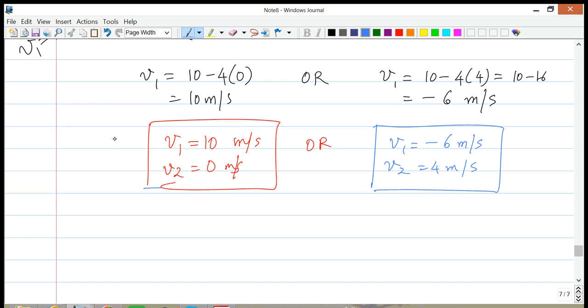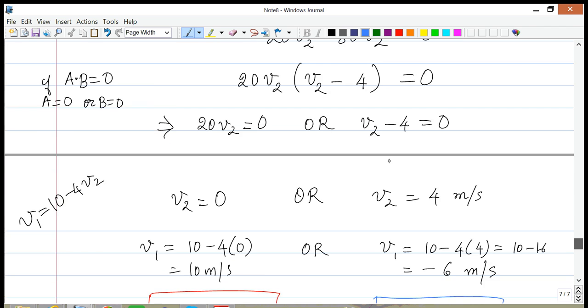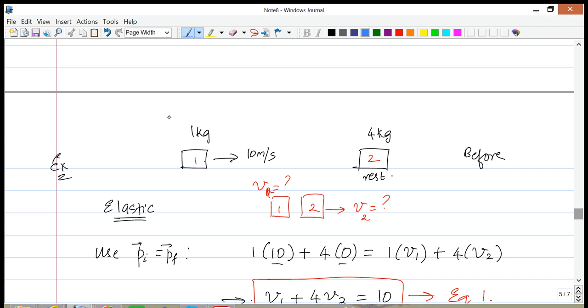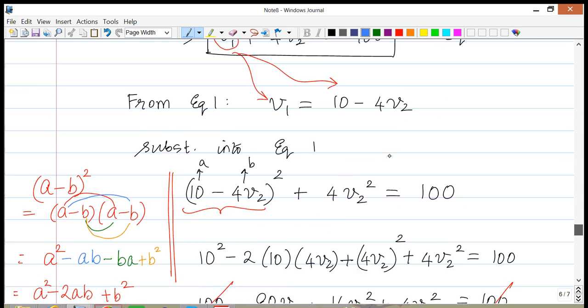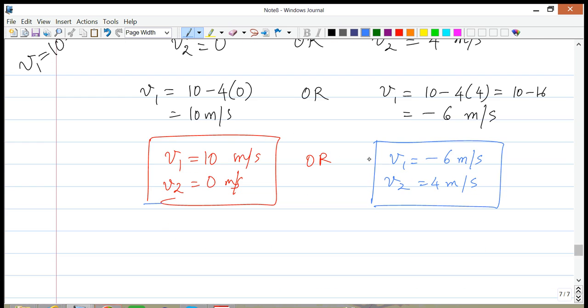Now if you look at solution 1, what it says is after the collision, the speed of 1 continues to remain 10, because you see V1 was originally moving at 10 meters per second to the right. Okay, and after the collision, its velocity is still 10. And on the other hand, V2, which was originally at rest, continues to remain at rest. So this solution implies that there was no collision. Physically nothing happened. They completely missed each other.